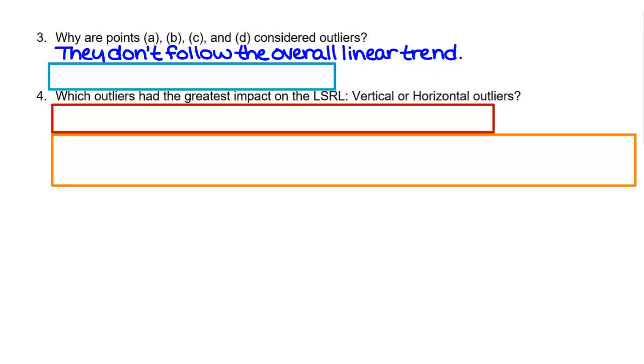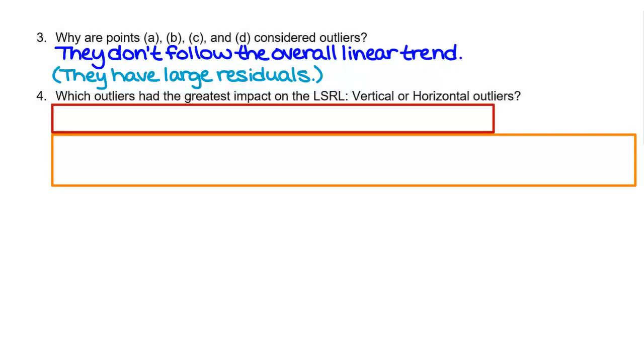So we are not following the overall linear trend. Another way to talk about that is they have really large residuals. They're decently far away from our least squares regression line, so they are pulling that least squares regression line towards them. Anytime we have a point on our scatter plot that has a very large residual, that's having a big impact on my least squares regression line.